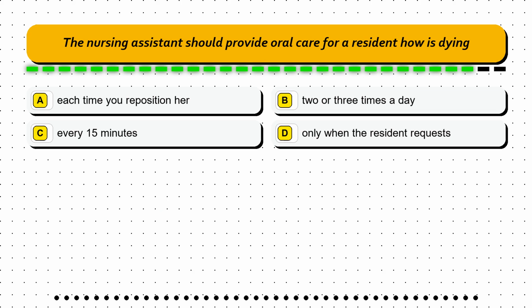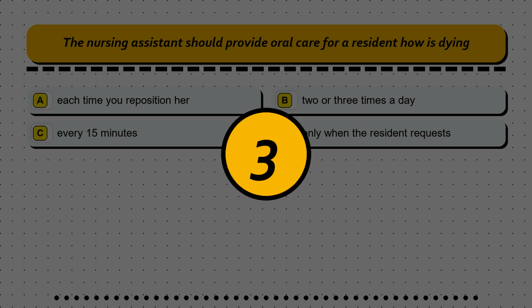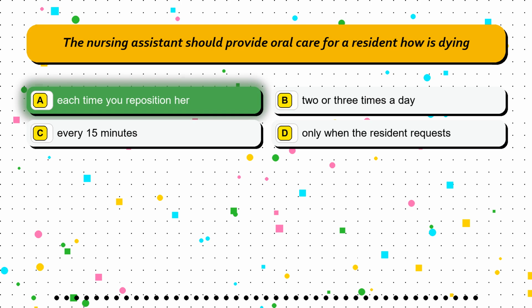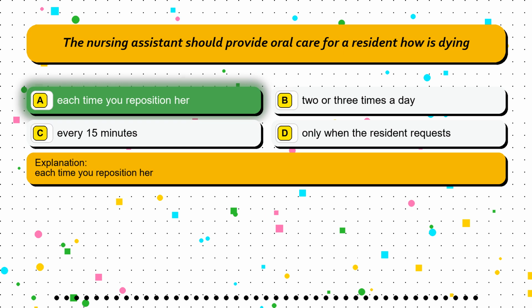Question 41. The nursing assistant should provide oral care for a resident who is dying: option A, each time you reposition her, option B, 2 or 3 times a day, option C, every 15 minutes, option D, only when the resident requests. The correct answer is option A, each time you reposition her.